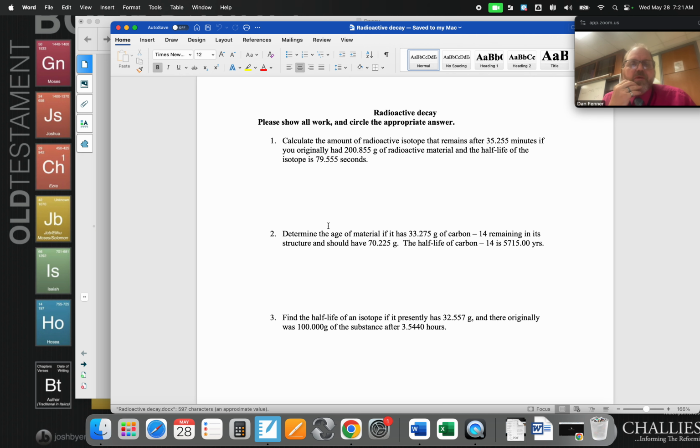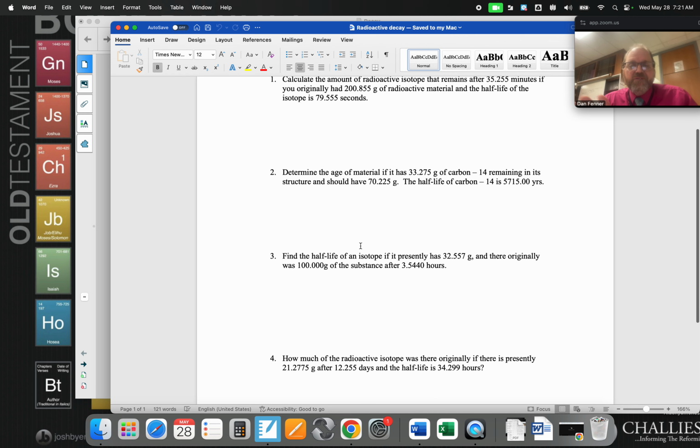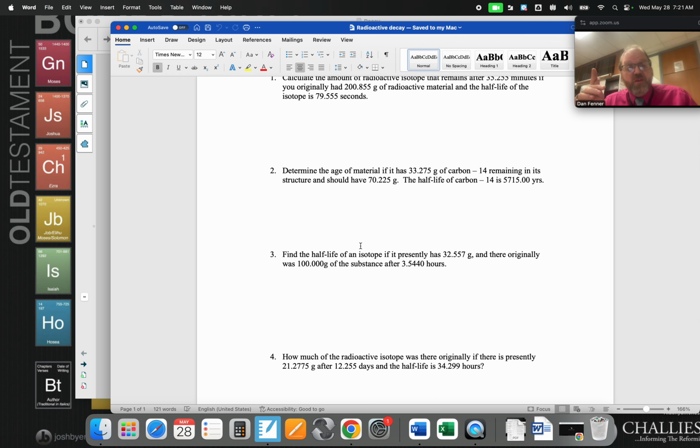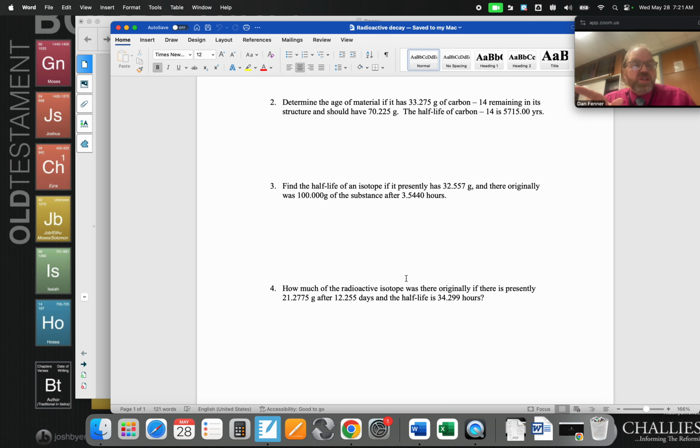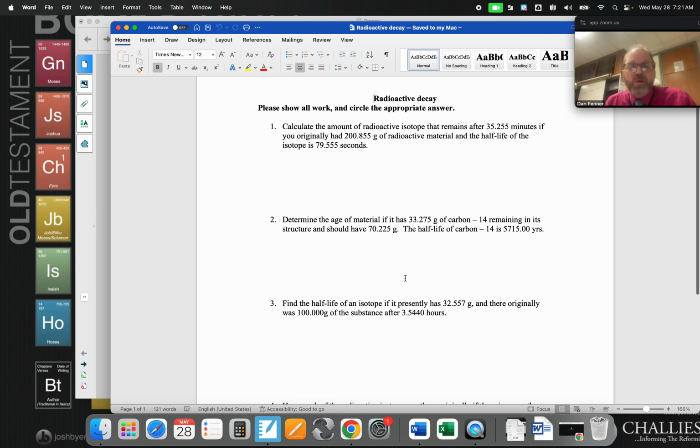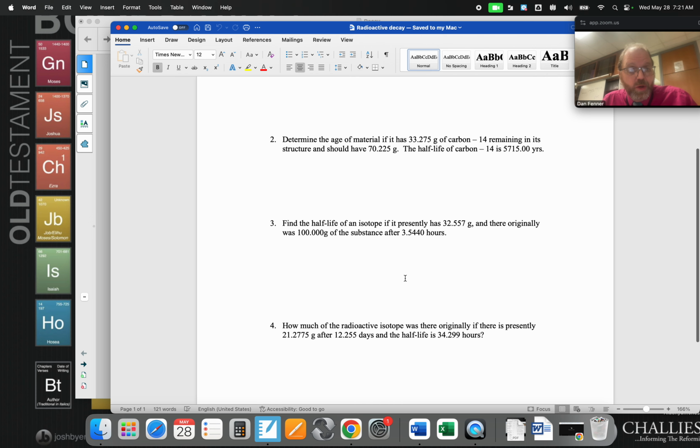Calculate the amount of it that remains, that's A sub t. Determine the age, that's time. Find the half-life, so we have to solve for k and then find the half-life. And then that last one is solving for A sub o. So copy those all down. Try them on your own.